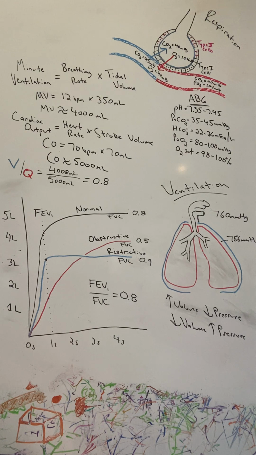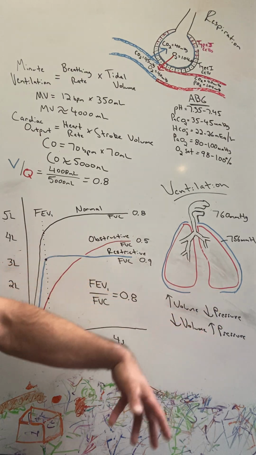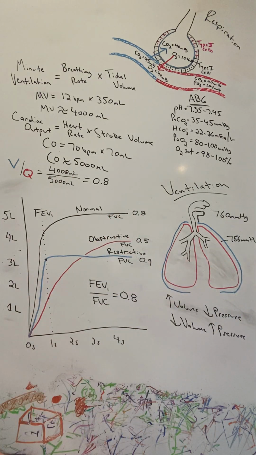So when we want to have inspiration, the diaphragm contracts, which pushes inferiorly. The external intercostals pull up and out on the ribs, so it opens this thoracic cavity. When the thoracic cavity opens, we are increasing the volume. So when the volume goes up, the pressure goes down.